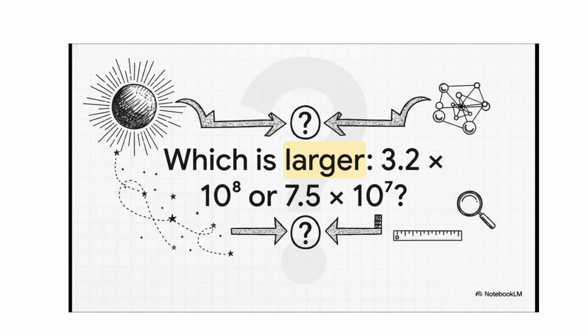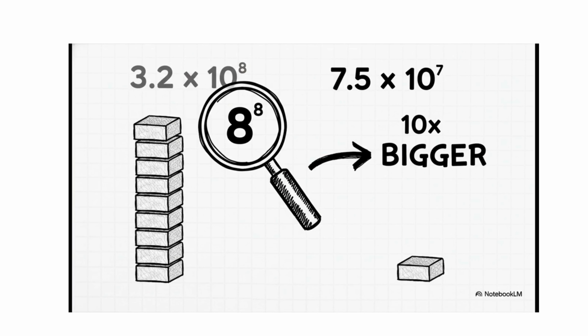You're asked to compare these two numbers. Where would you even start? Here's the golden rule. Don't even look at the 3.2 or the 7.5 at first. Seriously, just look at the powers. A 10 to the 8th is an entire order of magnitude bigger than a 10 to the 7th. It's 10 times bigger. So of course the first number is larger, and we barely had to do any math to know that for sure.